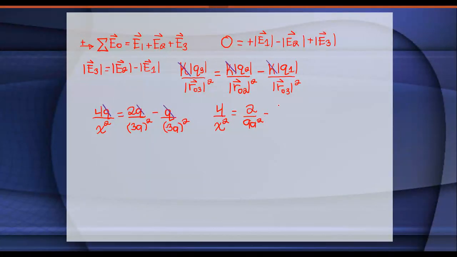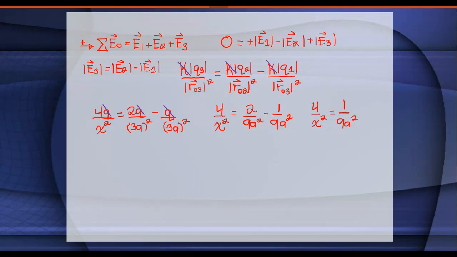Subtract, this would be 1 over 9a squared. Okay, so the right-hand side we can simplify because you have a common denominator. So 2 over 9a squared minus 1 over 9a squared would just be 1 over 9a squared. Okay, let's try to get x by itself.